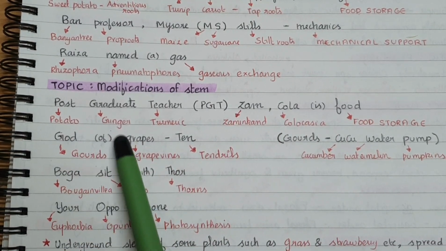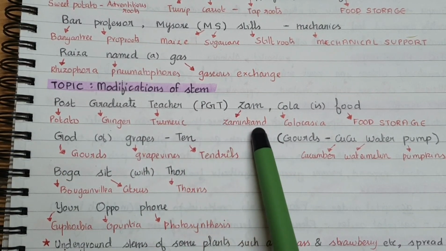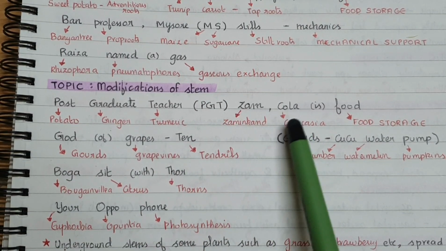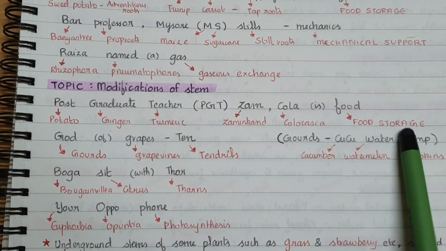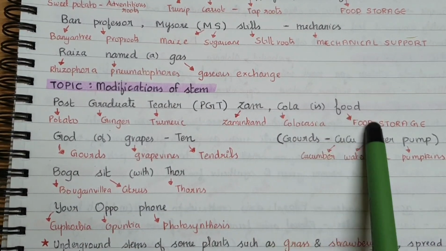Post for potato, graduate for ginger, teacher that is turmeric. So PGT, Sam for Sweet potato, cola for colocasia, and food, that is food storage. So for postgraduate teacher Sam, cola is food.